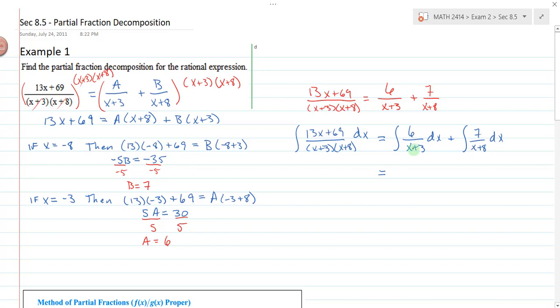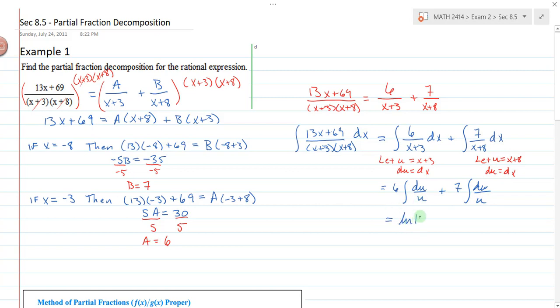And here I could do a u substitution. If I let u be equal to x plus 3, what is du going to be? Let me show the steps. If I let u be equal to x plus 3, du is equal to just dx. And over here, if I let u be equal to x plus 8, what is du? It's just dx. So here I would end up with the integral of, I can pull the constant of 6 out, and I just get du over u. And here I could pull the constant of 7 out, and I get du over u. And what is the integral of du over u?